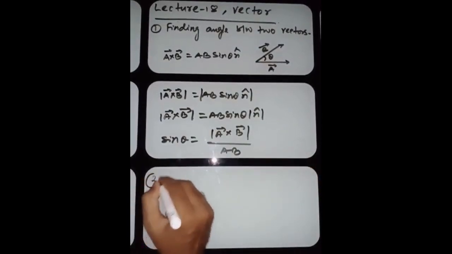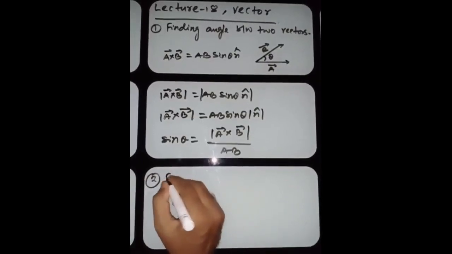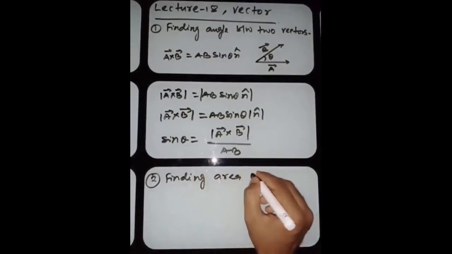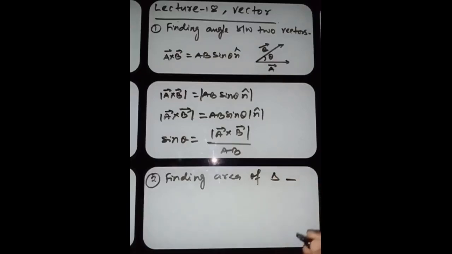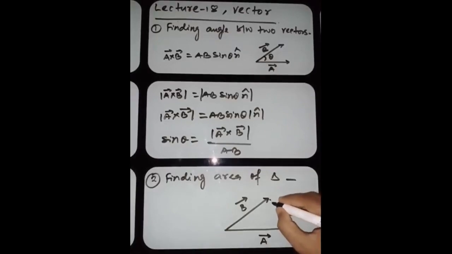The second example: finding the area of a triangle. Let me draw the triangle using two vectors. In the question you are given two vectors A and B which form a triangle. We know that to form a triangle we need two vectors. The third vector automatically will be the resultant, or the closing side, and you have to find the area of this triangle.